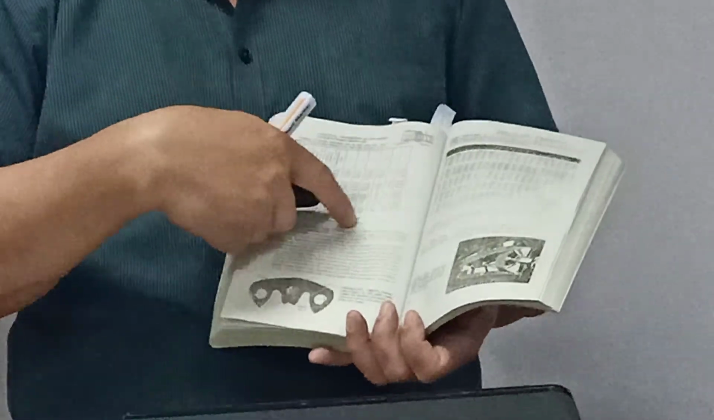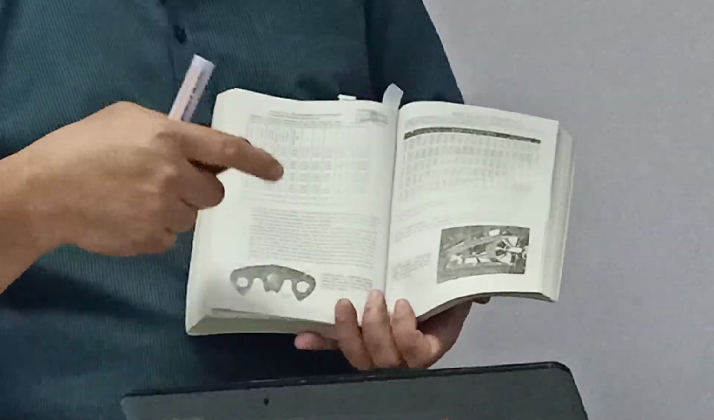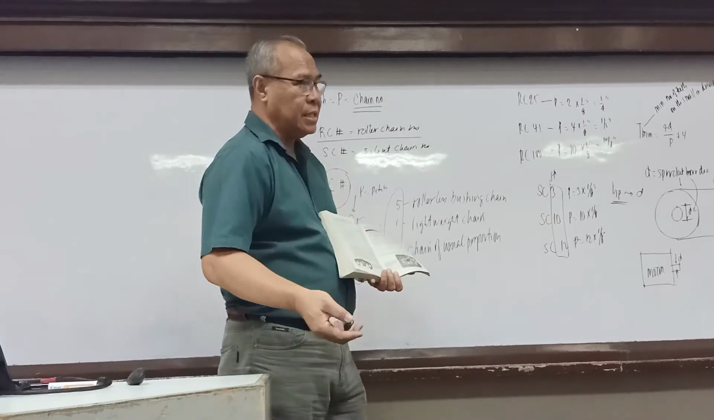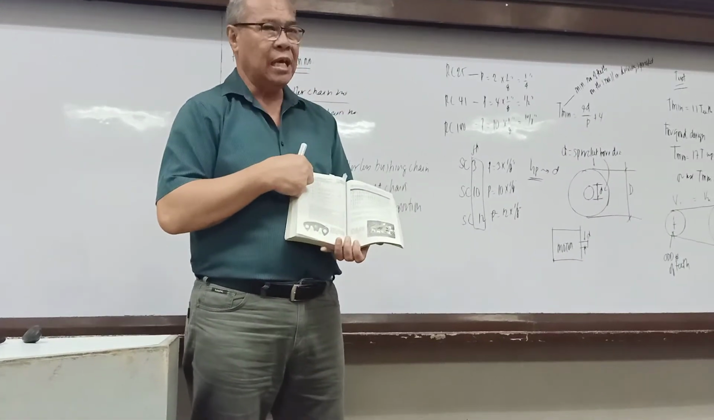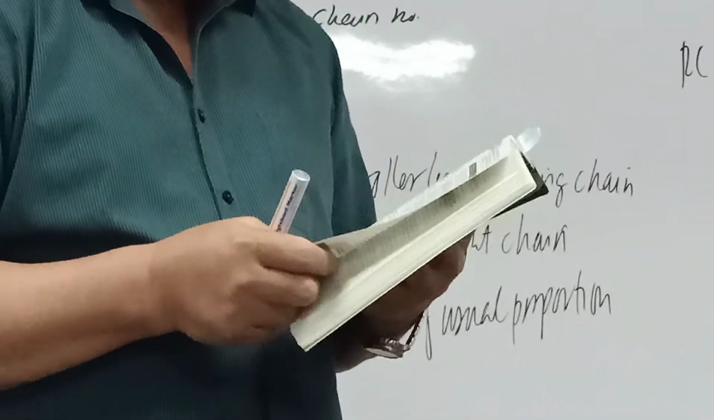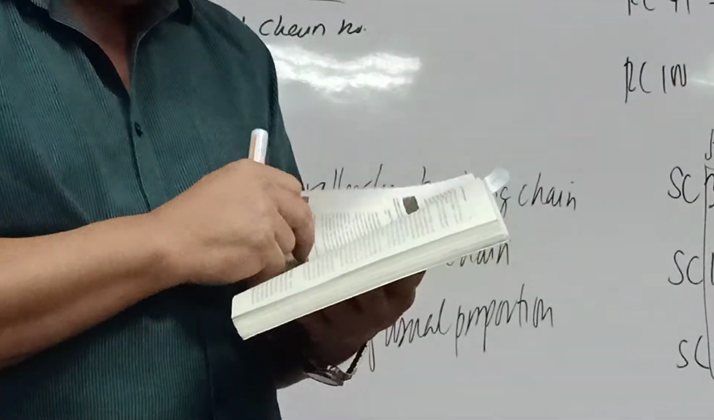Meron naman siyang representation. If you're going to draw or make a certain diagram for determining the size of the chain, you can use this one, table 17.8. Now, what are the other tables? Ito naman, table 17.9.